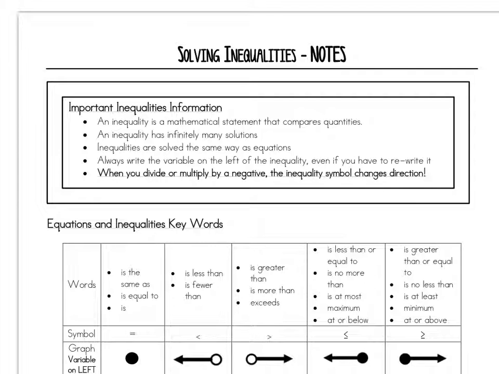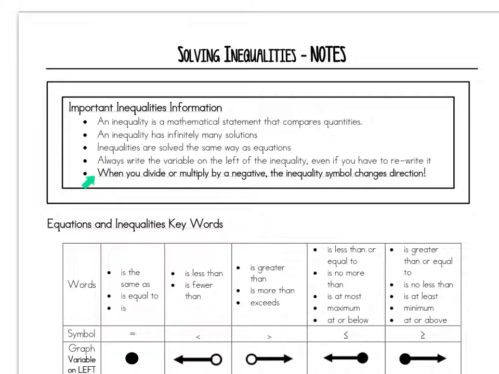So a few things that you want to keep in mind. First and foremost, an inequality is a mathematical statement that compares quantities. It has infinitely many solutions, typically. Inequalities are solved the same way as equations. And this isn't something that you have to do, but I always write the variable on the left of the inequality because it helps me if I ever need to graph it, and I think it is very beneficial when you're interpreting the solution.